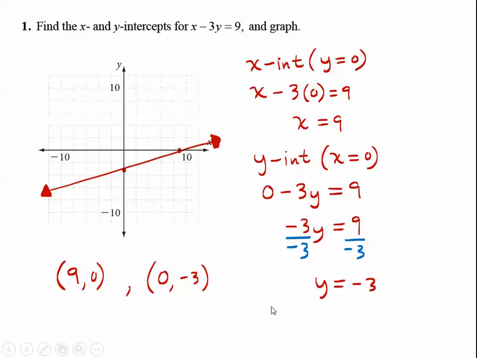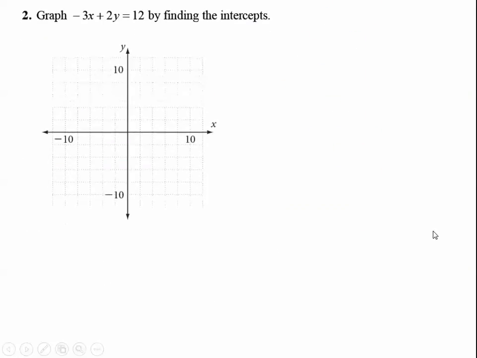All right, all yours here from beginning to end. Give you guys a minute or so. Find the intercepts, and then can you graph it?